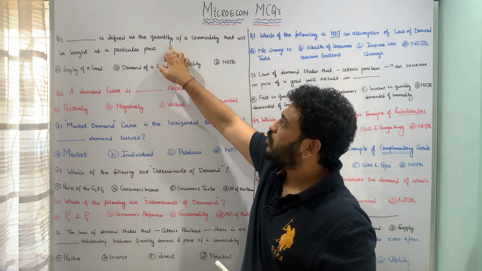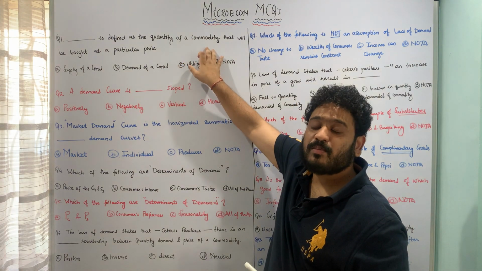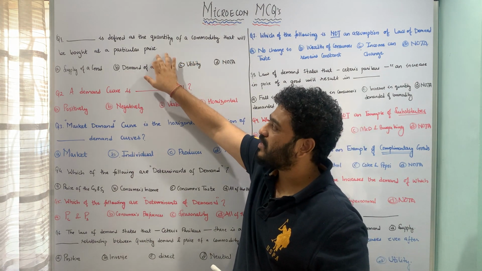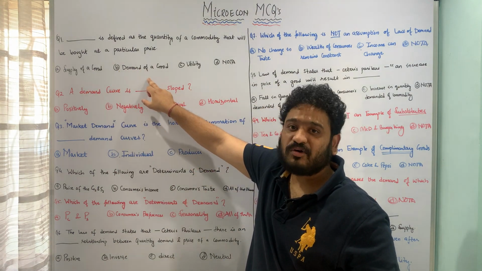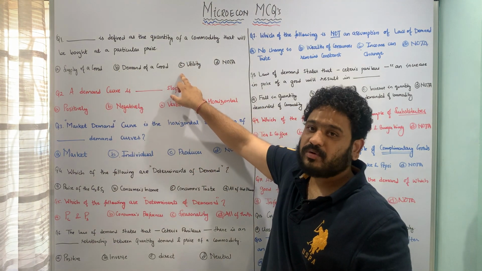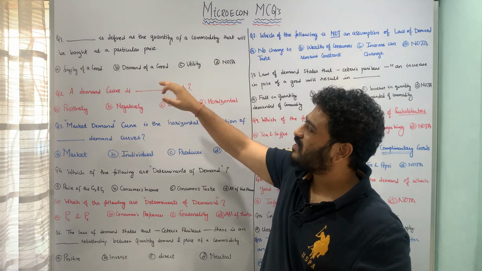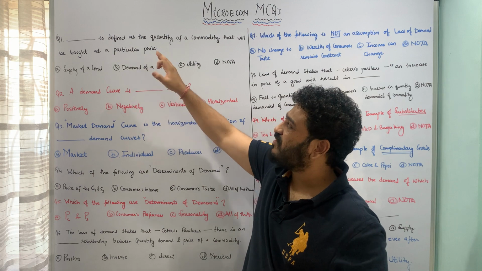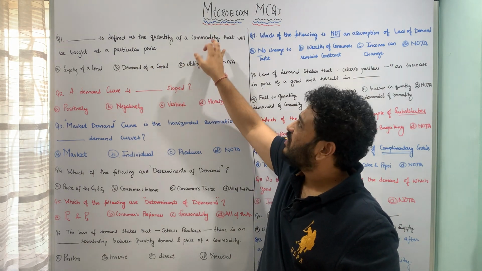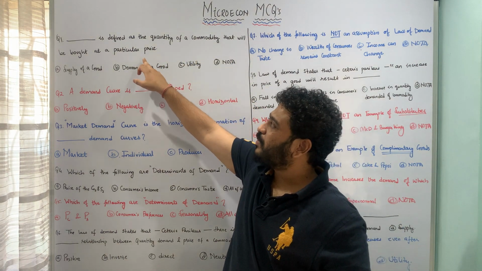Dash is defined as the quantity of a commodity that will be bought at a specific or particular price, whether you call it supply of a good, demand of a good, utility, or none of the above. So here it is pretty much clear that demand of a good is defined as the quantity of a commodity that will be bought at a particular price.